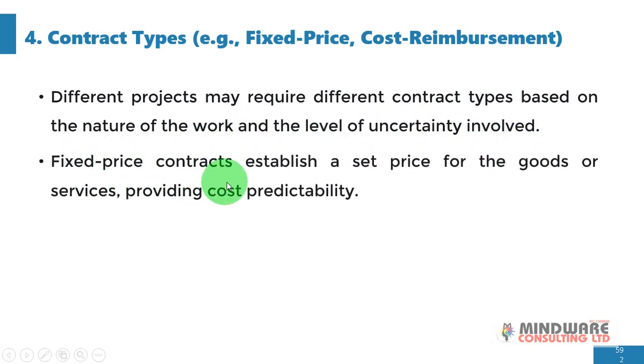Now, fixed price contracts establish a set price for the goods or services, providing cost predictability. So when we talk about fixed price contracts, you establish a set price for the goods. The different goods may have different prices at different times, but with this kind of contract, it makes it easier, so you don't have issues. You just set a particular price for the goods throughout the product or the project life cycle. You establish a particular price that you're going to be working with throughout the project life cycle.